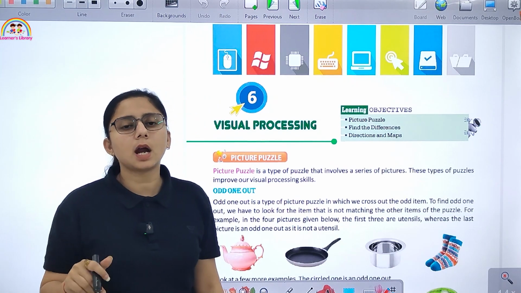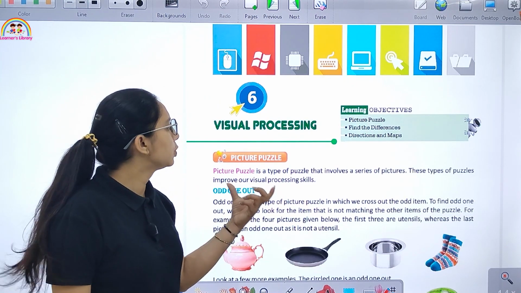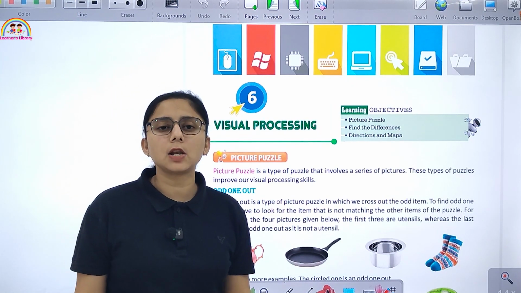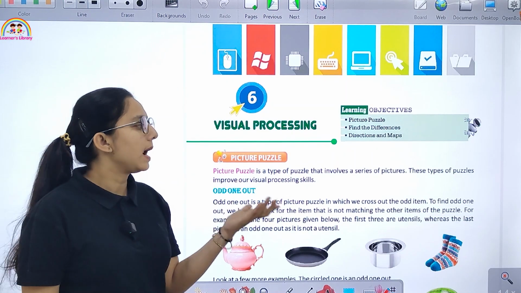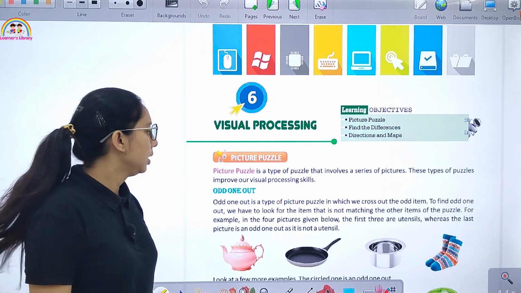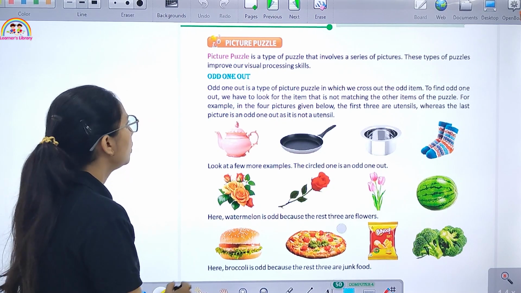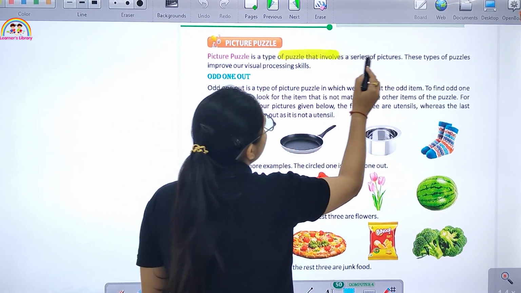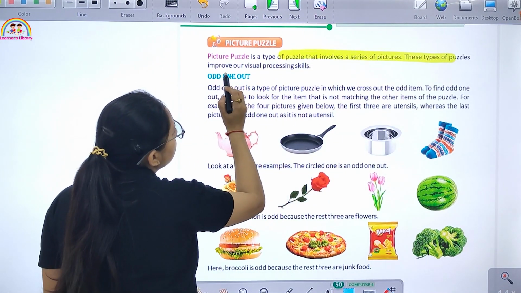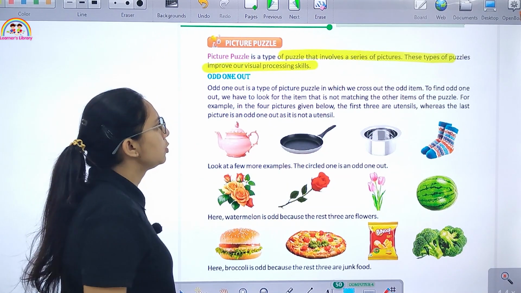Now children, today let's start with chapter number 6, visual processing. In this chapter, I will tell you about the picture puzzles, find the differences, and direction and map. So first is picture puzzles. A picture puzzle is a type of puzzle that involves a series of pictures. These types of puzzles improve our visual processing skills.